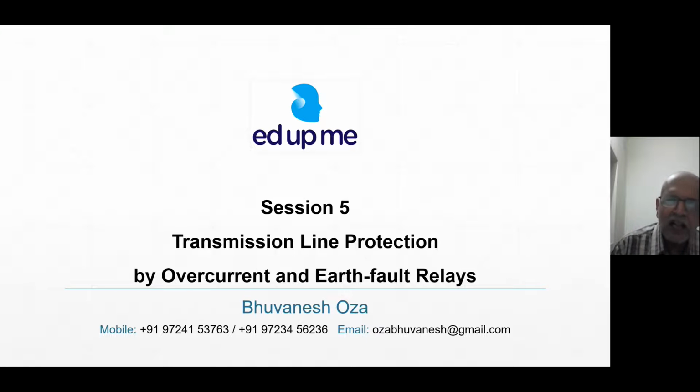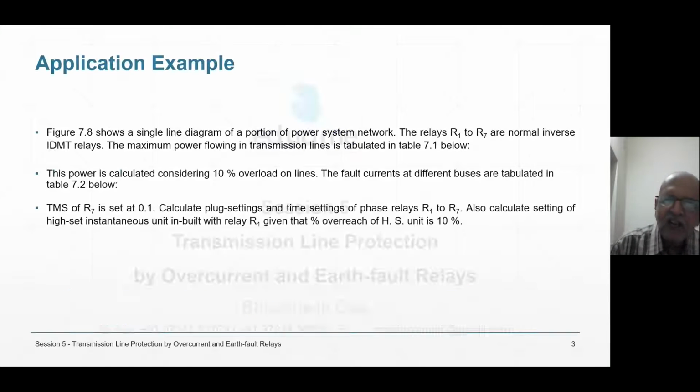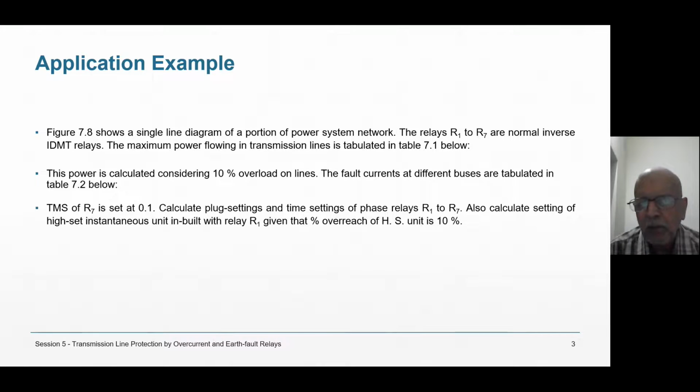So let us see practically how to set the relay given a system. So we start with an example. Figure 7.8 shows a single line diagram of a power system network. Relays R1 to R7 all are normal inverse IDMT relays. You see, we will see that there are very inverse, extremely inverse, and actually in the modern numerical relays, there are 17 different types of characteristics for IDMT relays. Let us not talk about too much now. Right now, we agree with normal inverse relays, simple IDMT relays.